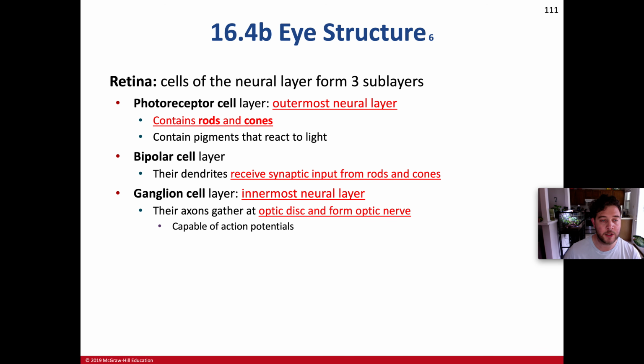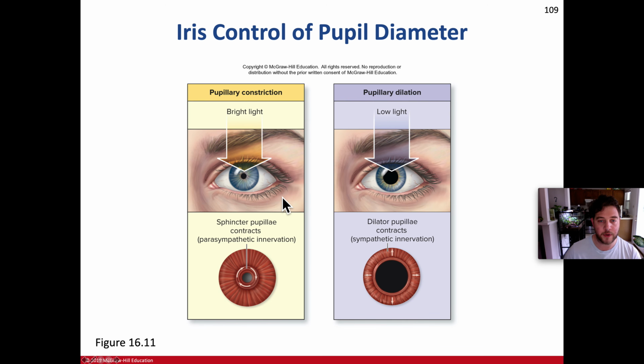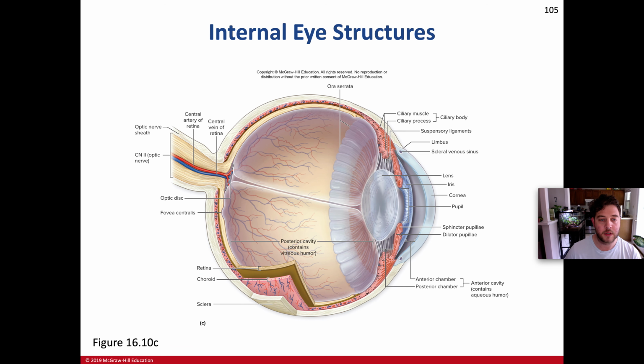I also want to make a point. When it says innermost neural layer, it's referring to here. So when it says innermost, it means innermost in relation to deepest, sorry, I'm touching my screen, like you can see me touch my screen, deepest into the skull.